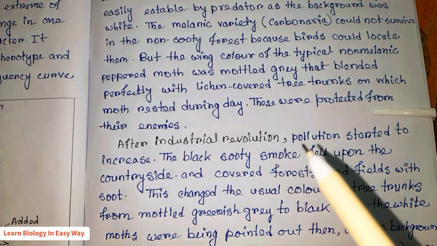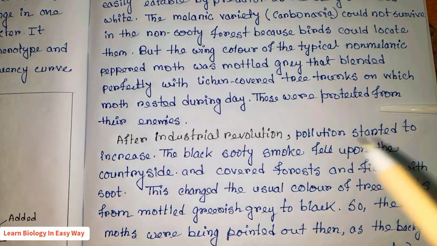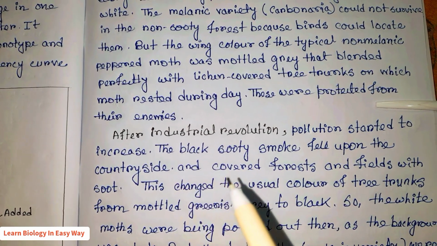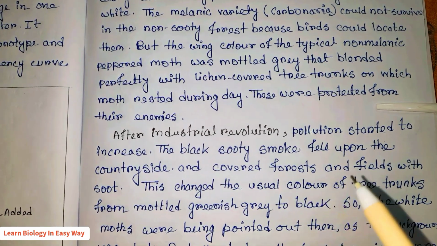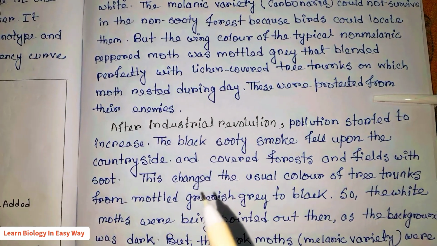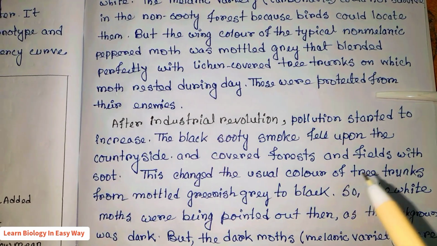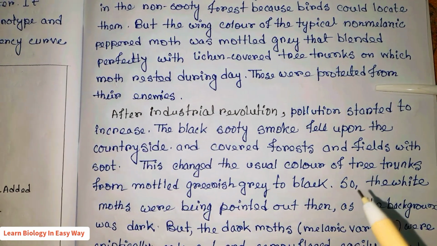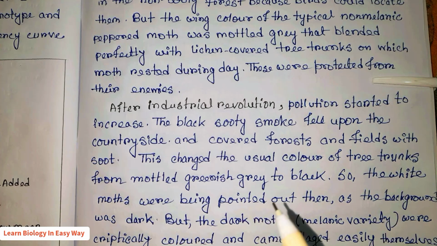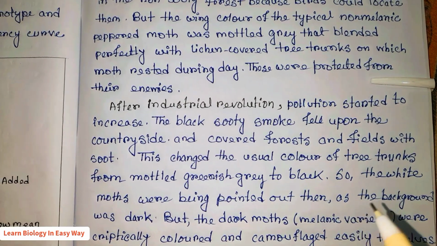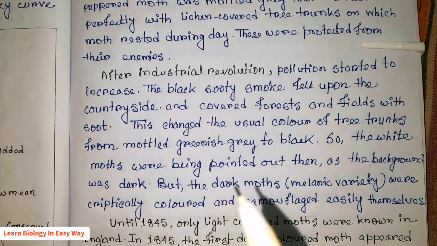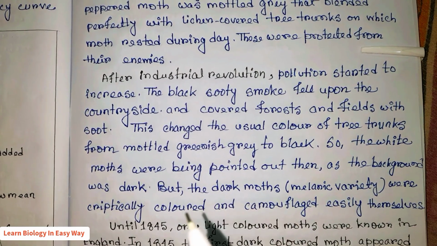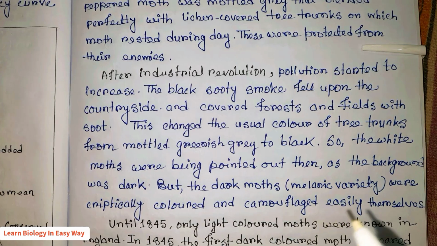After the industrial revolution, pollution started to increase. The black sooty smoke fell upon the countryside and covered forest and fields with soot. This changed the usual color of the tree trunks from mottled greenish grey to black. So the white moths were being picked out, as the background was dark. But the dark moths, that is the melanic variety, were cryptically colored and camouflaged themselves easily.